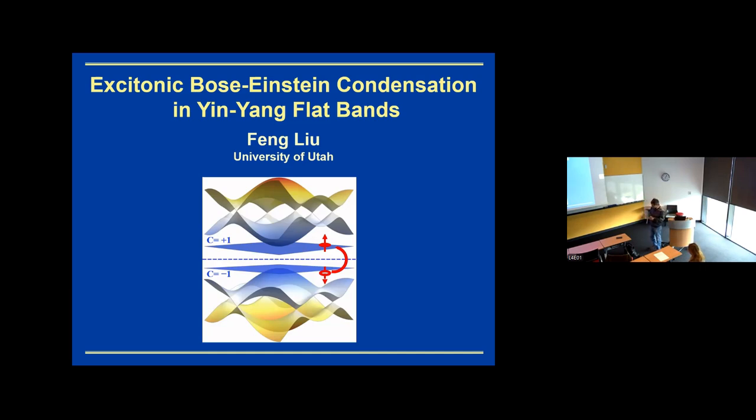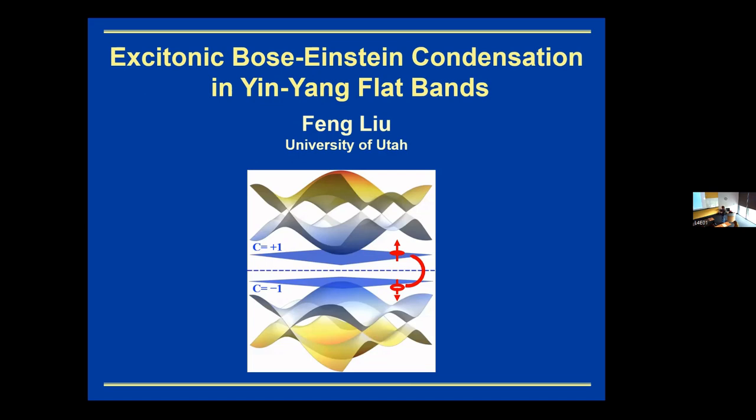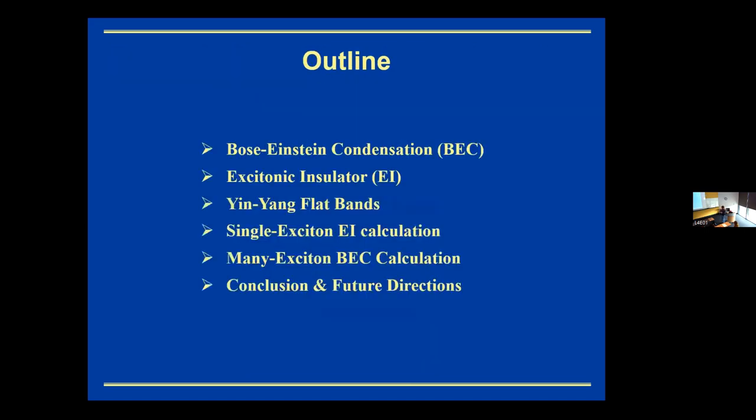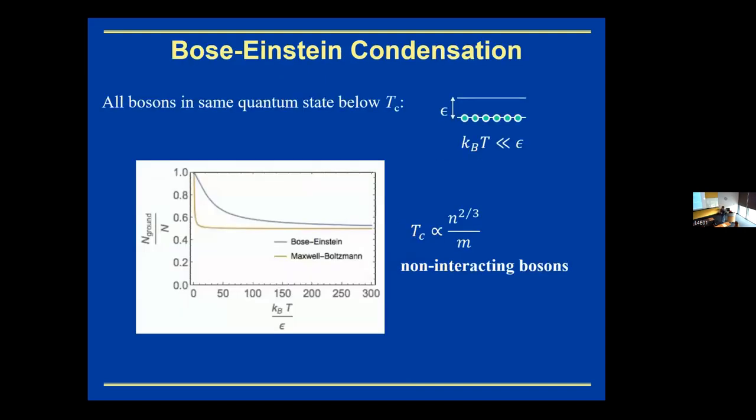So today I'm going to discuss some of the very recent work we did related to flat bands, and as you can see, I added two words to the title from the advertised abstract, called yin-yang flat band, which I will explain. First, I will give a brief introduction to the basic concept of Bose-Einstein condensation. Then I will introduce the excitonic insulator, a many-body quantum state with superfluidity. And then I will introduce what yin-yang flat bands are. Then I will talk about some real calculation results: single-exciton calculations and many-exciton calculation results showing the exciton condensate. Then I will conclude.